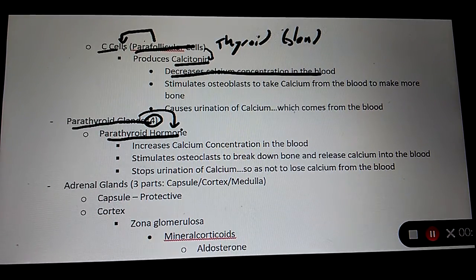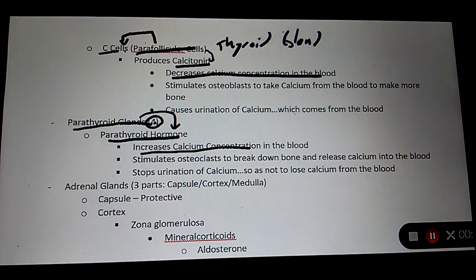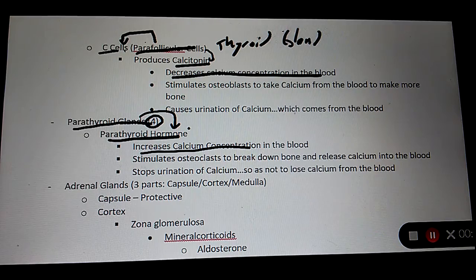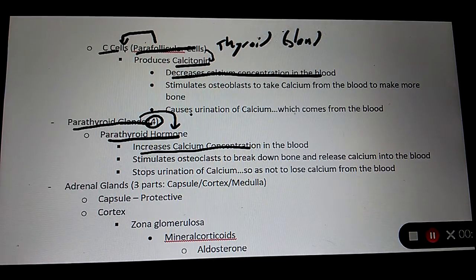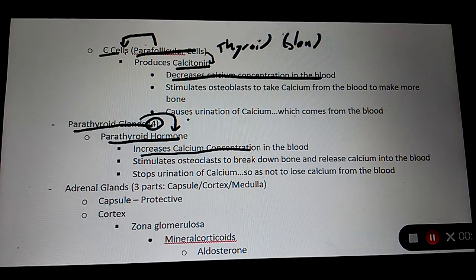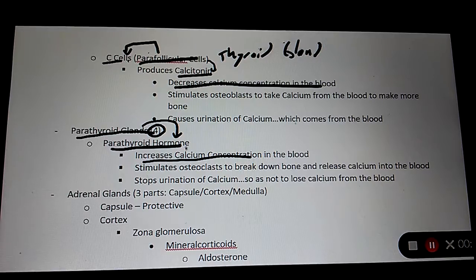Okay? What is the function of parathyroid hormone? Increases calcium concentration in the blood. What hormone increases calcium concentration in the blood? Parathyroid hormone. What hormone decreases calcium concentration in the blood? Calcitonin. What increases calcium concentration in the blood? Parathyroid hormone.